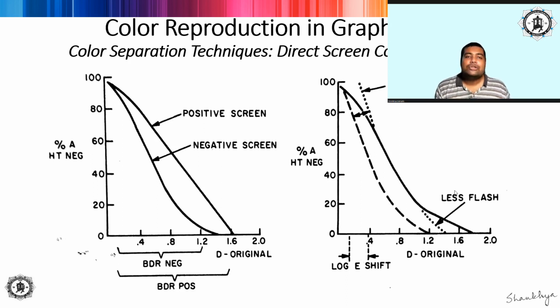Okay, so this was all about the entire process of the direct screen color separation method. This is more of an implementation part, so I'm not going into further details of how every calculation is done. In the next lecture we will be discussing the indirect method of color separation.